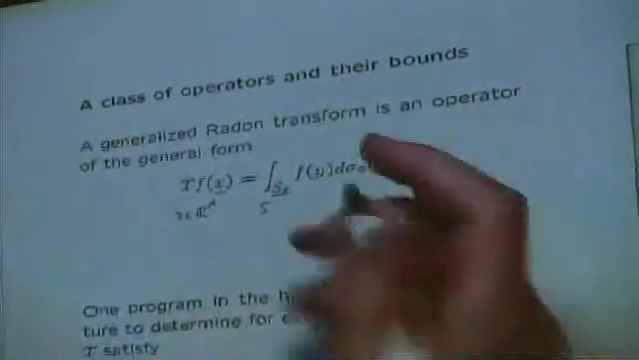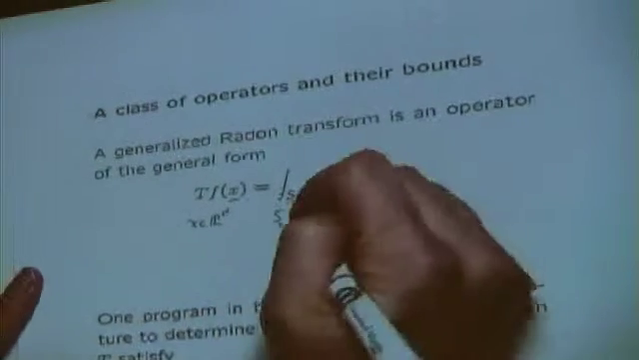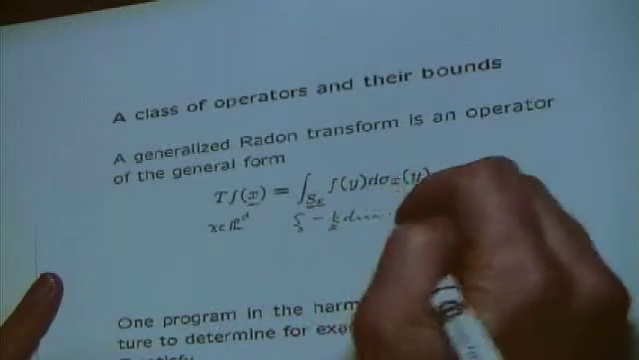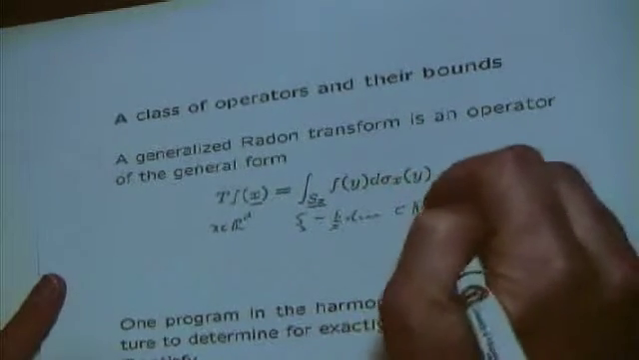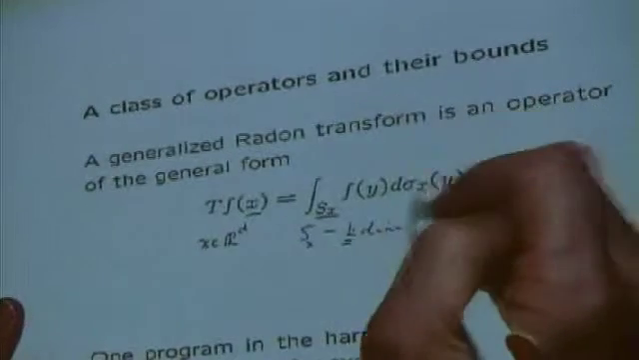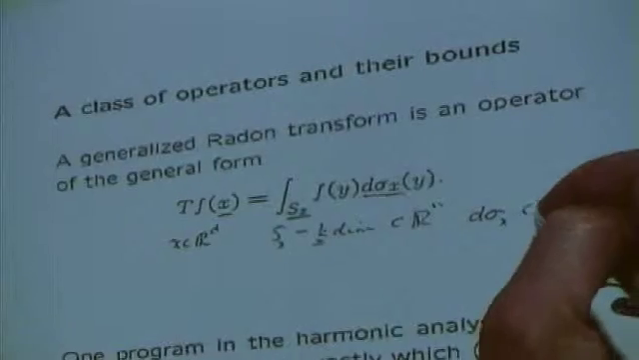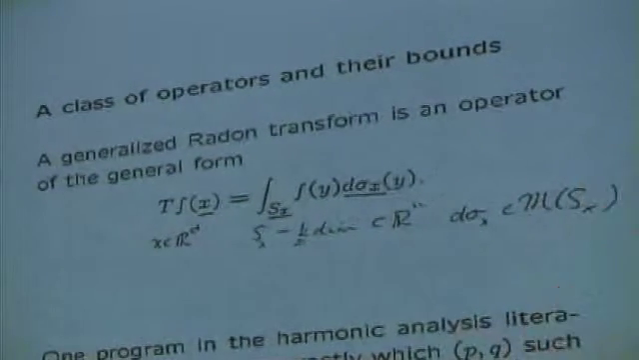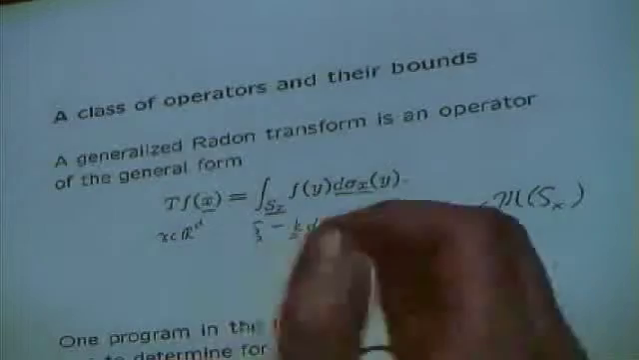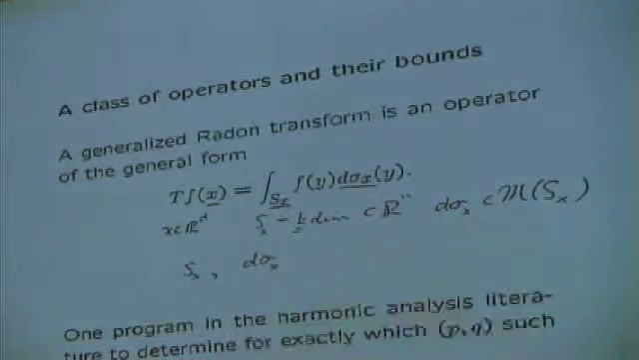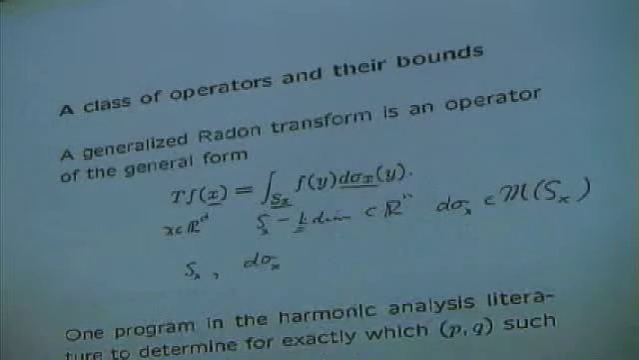This S sub x is going to be a manifold, which often is allowed to vary in x. This is going to be k-dimensional. So k will be fixed, and it's a submanifold of R^n, and that's where y is going to lie. And d sigma_x is a measure on S_x. There's also the condition, I'm not going to really explain this, but S_x and d sigma_x are assumed to be smooth in x, whatever that means.